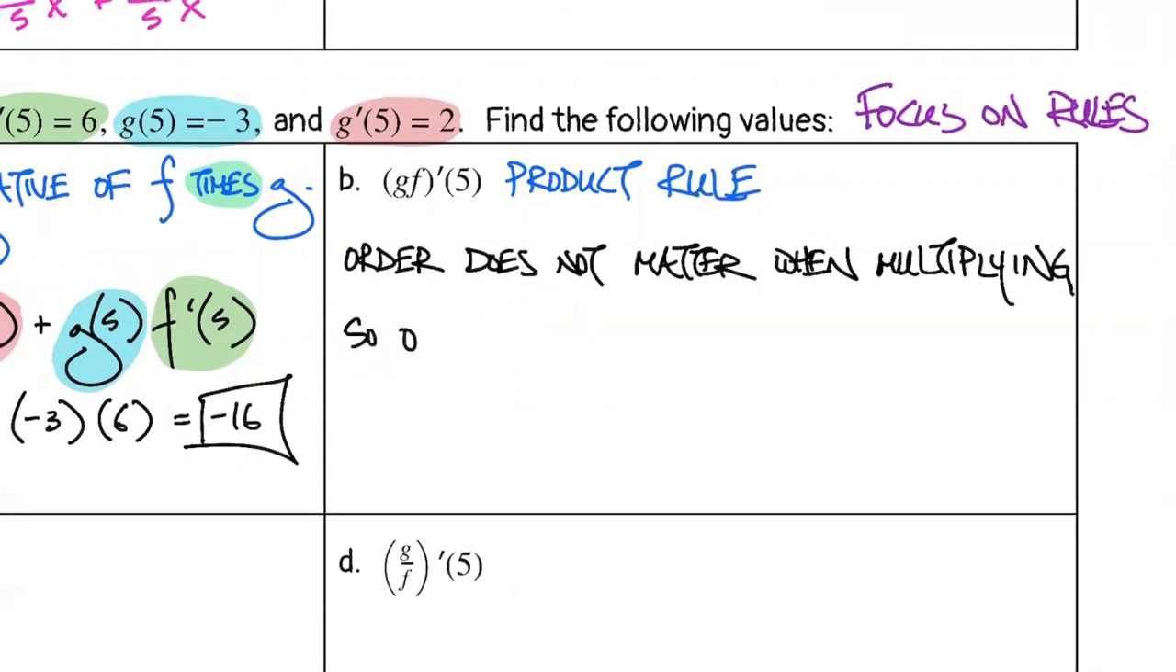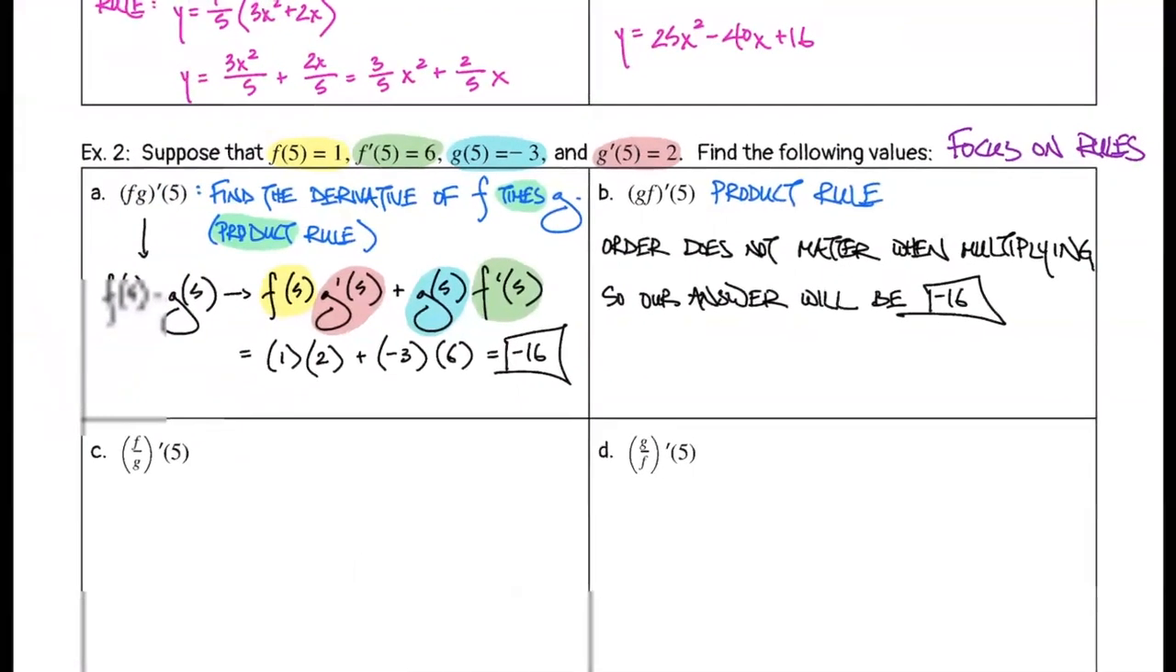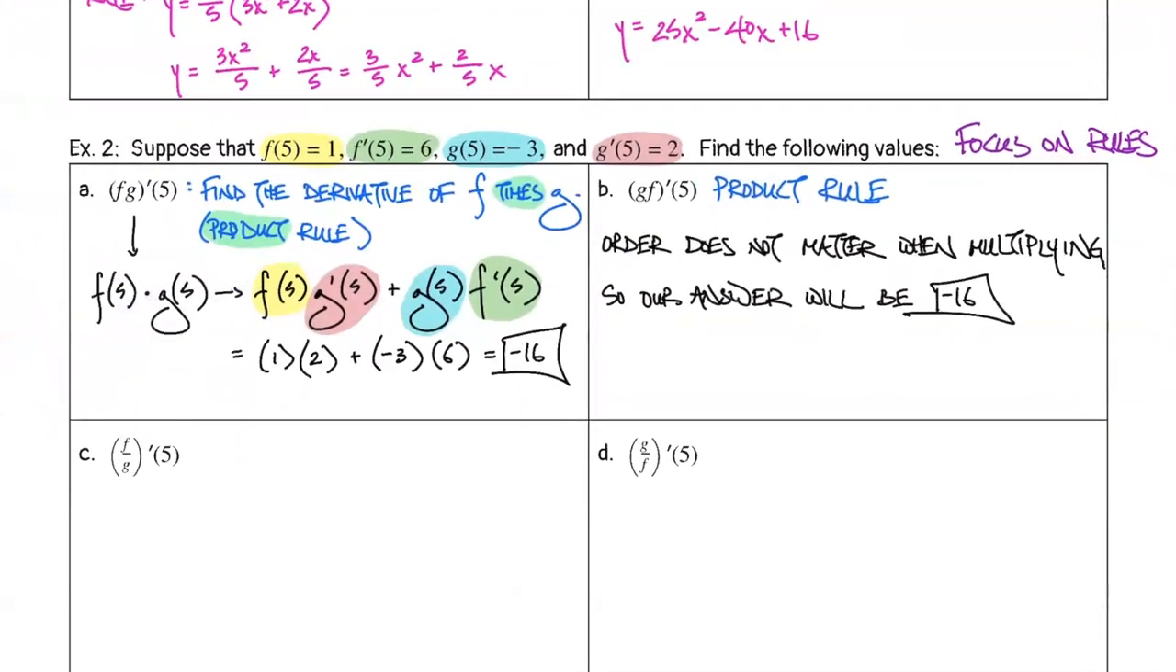So our answer will be -16. All right, so A and B have the same answer because we're still taking two functions and multiplying them. However, the order doesn't matter when we multiply, so we're gonna get the same answer, okay?